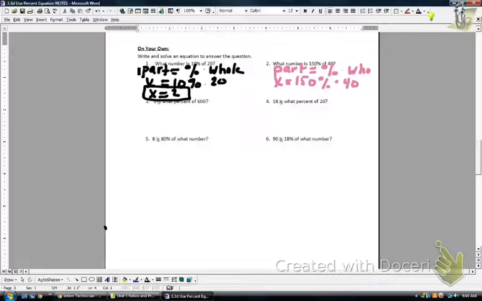All right, on number 2, I have my equation, part equals percent times whole. My part is what I don't know, so that's my variable. X equals 150% times 40. Then in my calculator, I'm going to do 150% key times 40. And then when I work that out on my calculator, I get X equals 60.